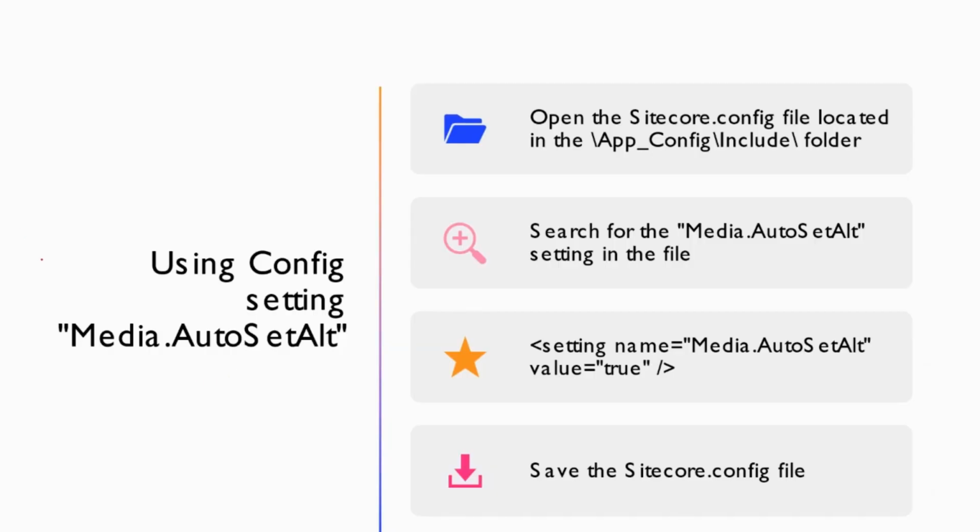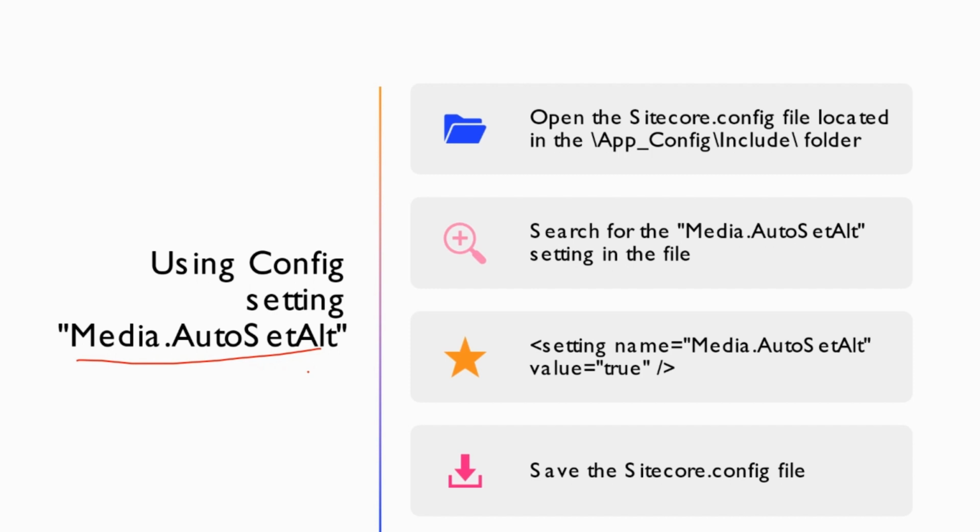With all these ways, you have to do some programming or some extra effort, but within Sitecore there is one good configuration setting which is the easiest way. Sitecore also provides an automatic way to set alt text for images using a configuration setting called Media.AutoSetAlt. Okay. Media.AutoSetAlt. When you enable this setting, Sitecore will automatically set the alt text for an image using its file name.